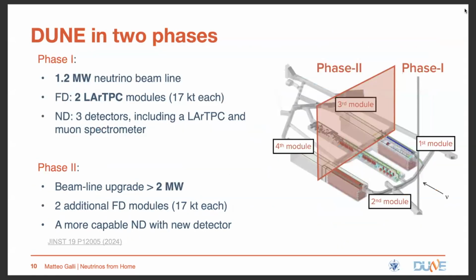DUNE will be built in 2 phases. Phase 1 will include 2 far detector modules and the initial 1.2 megawatt beam. Phase 2 will upgrade the beam beyond 2 megawatts and add more modules for the far detector and one for the near detector, increasing sensitivity and statistics.